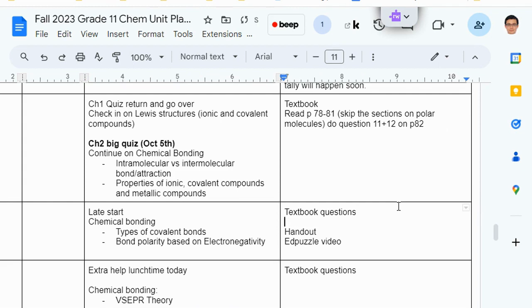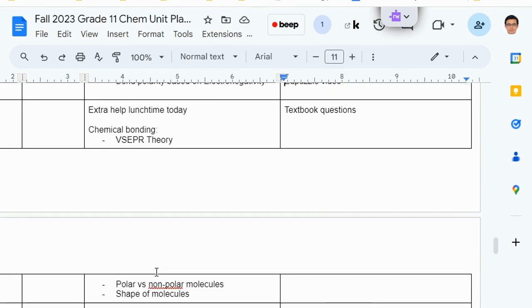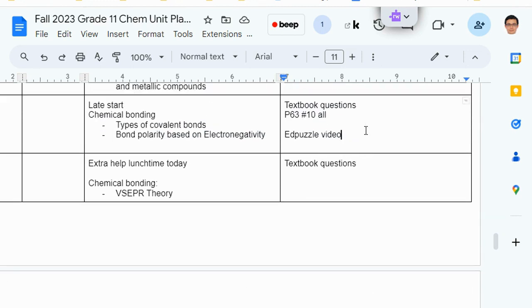Okay, page 63, number 10. All. There's no handout for this one. I'm also going to add an Edpuzzle video so you can watch it beforehand. So tomorrow, in terms of polar versus non-polar molecules, it will be a lot smoother. I'm going to add a link shortly. Any questions? Okay, I'm going to turn off the recording.